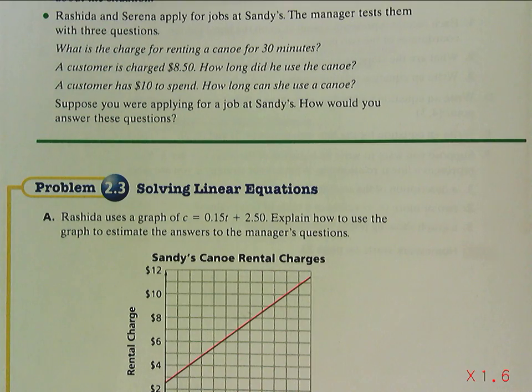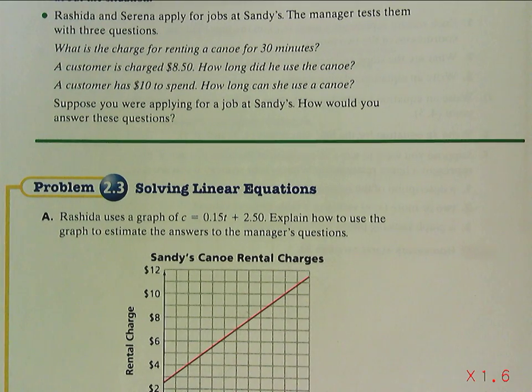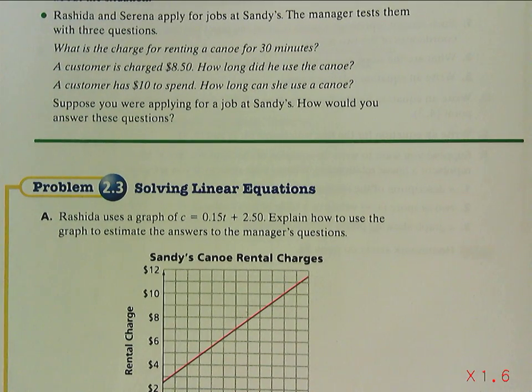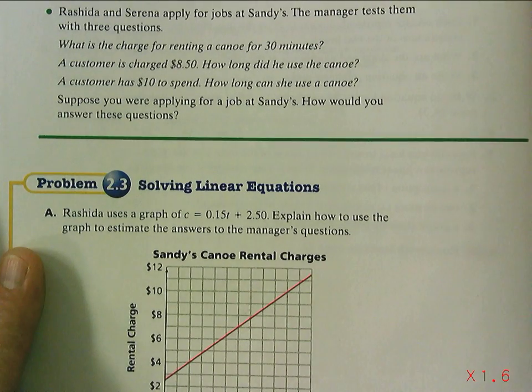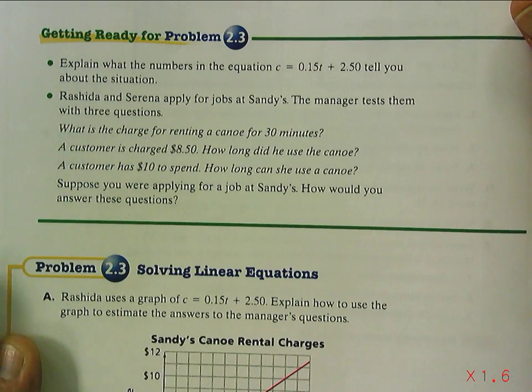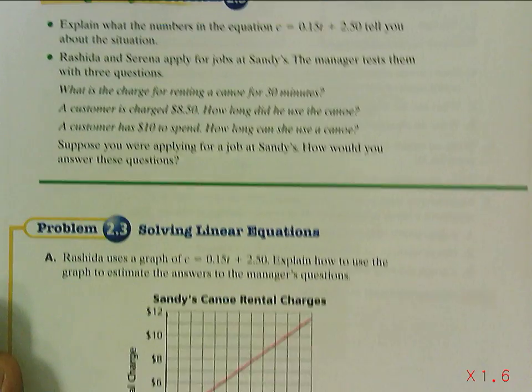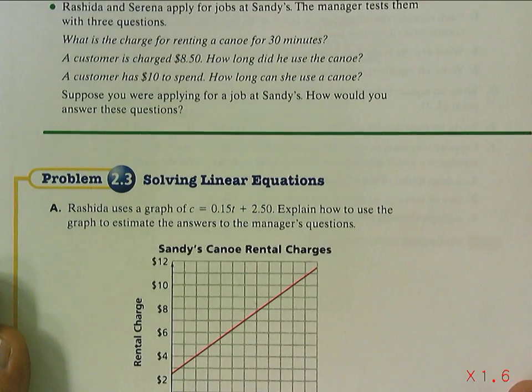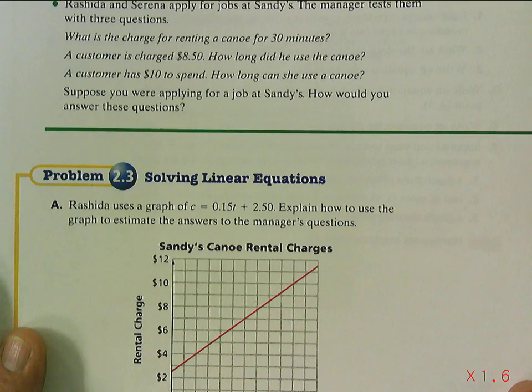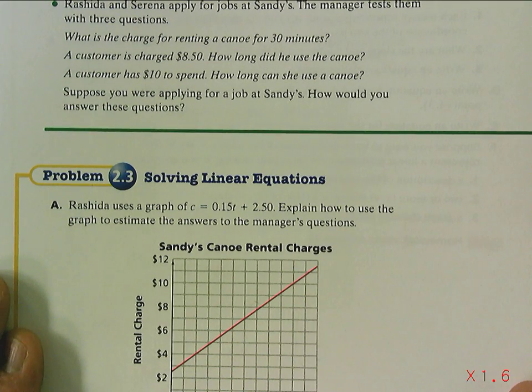So this is the second part of problem 2.3 from Thinking with Math Models. In the earlier lesson we talked about answering the questions and explaining the equation that was given, and now we're going to look at the graph and use the graph to answer the same questions that we earlier were able to calculate out using the equation.